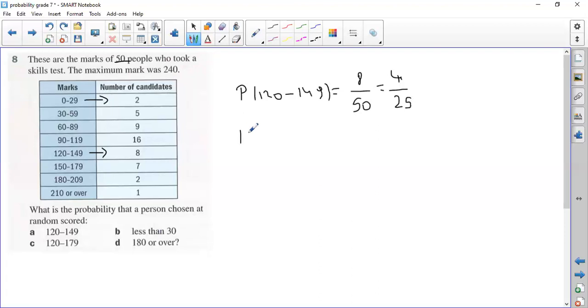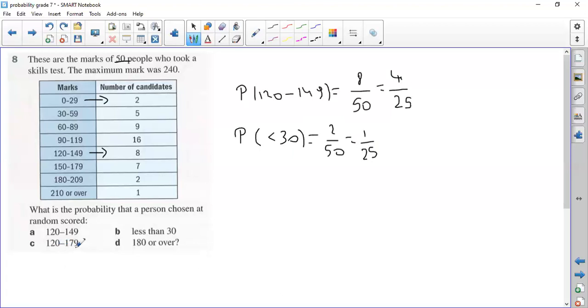So the probability for getting less than 30, let me write like this. 30 is not included. When we say less than, it is not included. So it is 2 over 50, or 1 over 25.